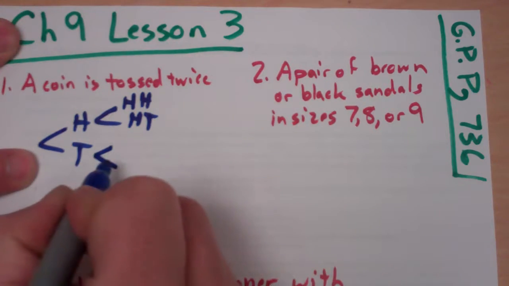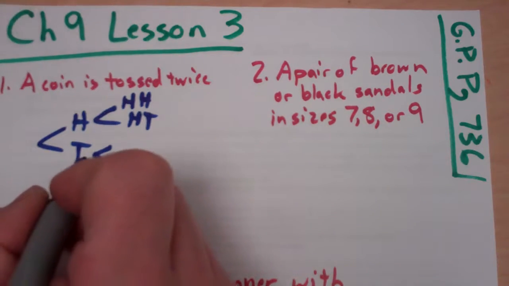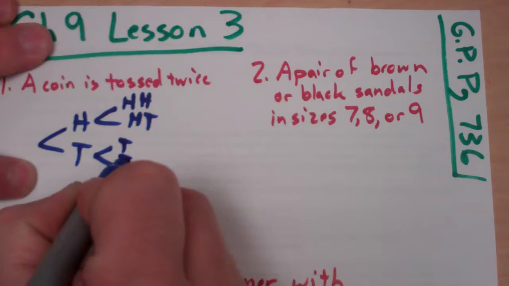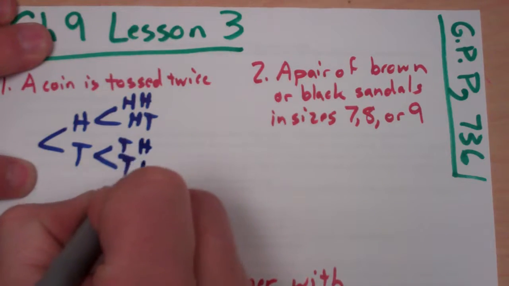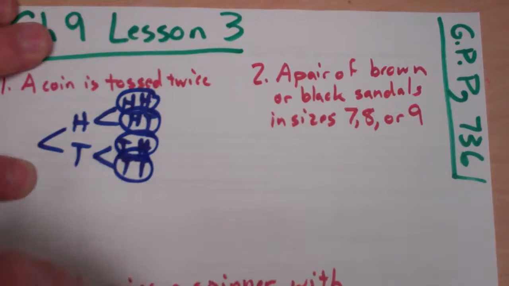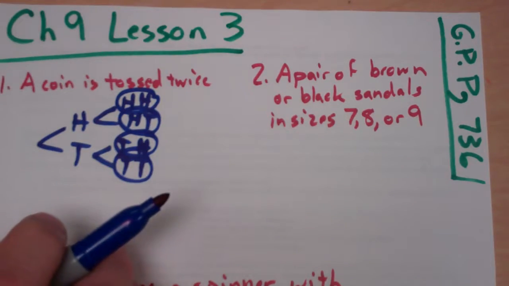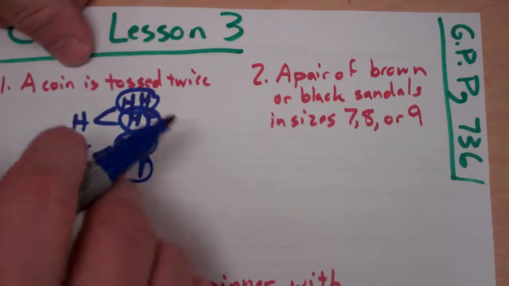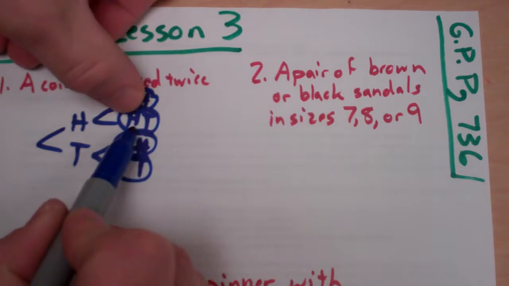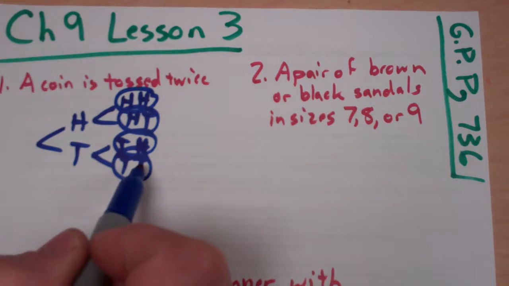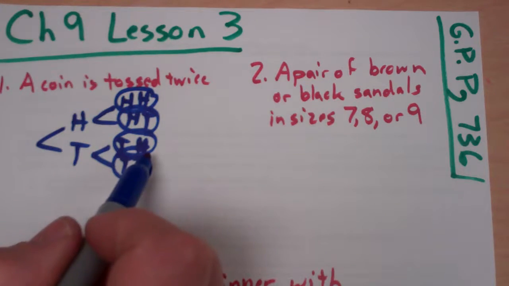Even if I got a tail on the first flip, I could still get a heads or a tails. So now we have these four possible outcomes. This is what is called your sample space. That's the list of all the possible outcomes. I could get a heads heads, a heads tails, a tails heads, or a tails tails. Those are my four outcomes in the sample space.